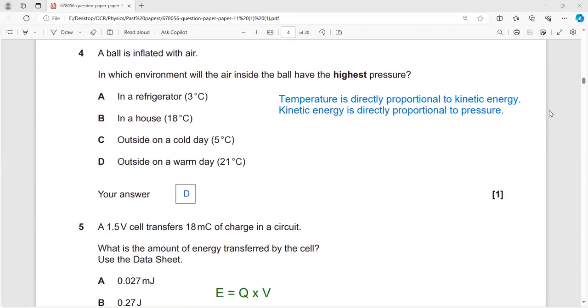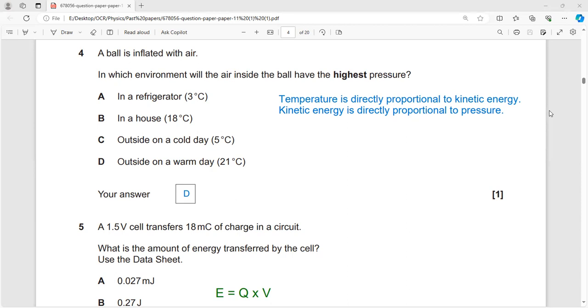The next question. A ball is inflated with air. In which environment will the air inside the ball have the highest pressure? Now, if you want to see the pressure relationship with the temperature, temperature is directly proportional to the kinetic energy of the gas molecules. If you increase the temperature, the kinetic energy of the gas molecules will increase, so they will collide with each other and collide with the wall of the ball and apply more pressure. So that's why the kinetic energy is directly proportional to the pressure. So indirectly, we can say if there's a higher temperature, there will be higher pressure.